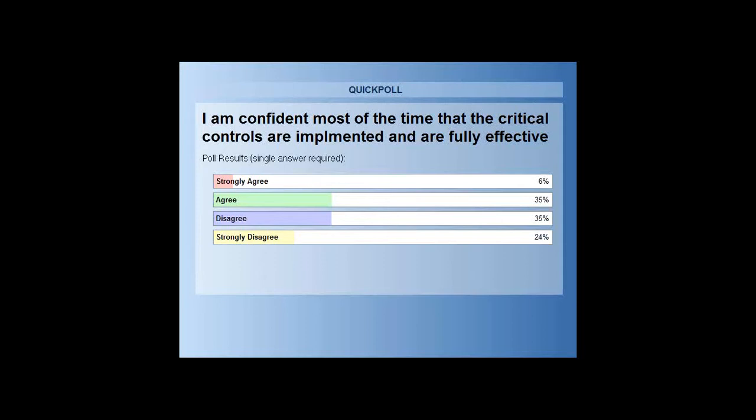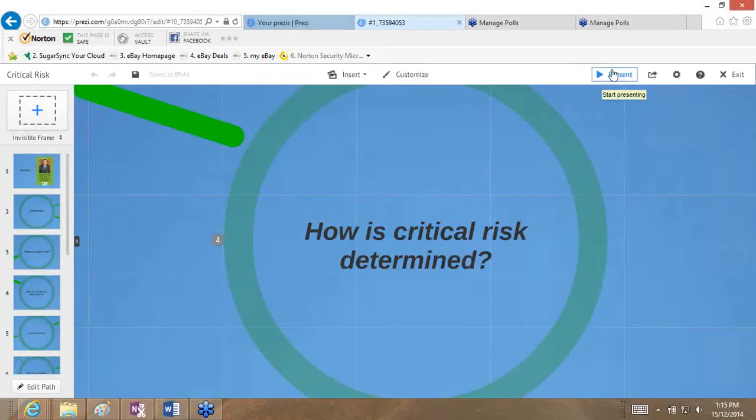So looking into that, about half of the people here today believe their organisation has a good grasp on critical risk and that there are clearly defined controls. However, out of that 50%, there's a small portion that believe that the critical controls are implemented and fully effective. I'd like to thank everyone for voting on that, and there were some pretty interesting results there.